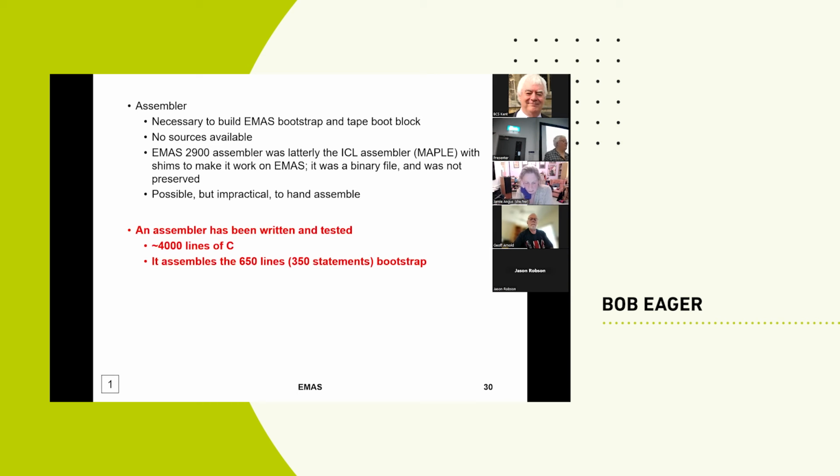I've written an assembler. The assembler is about 4,000 lines of C, and it took me 3 or 4 days. That was the second time I tried. The first time I tried, it took me a week and I got nowhere. You always throw the first one away, don't you? It assembles the bootstrap quite nicely, and it produces the correct code. So we've got an assembler. That's a start, I suppose.